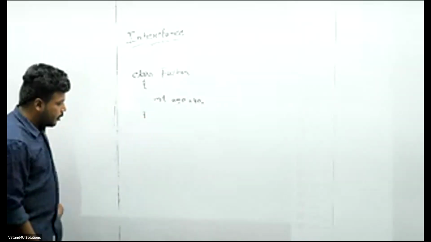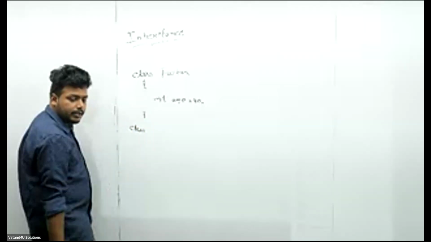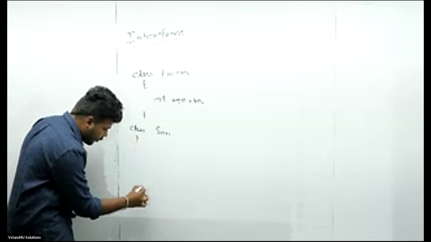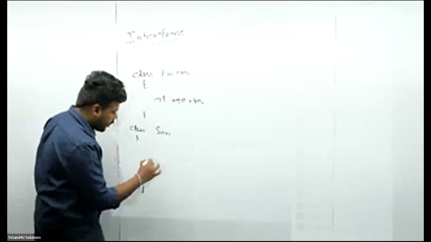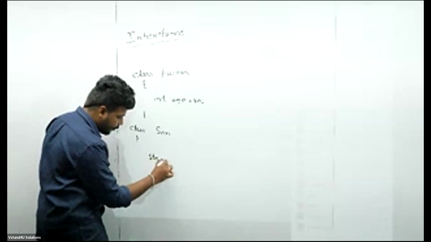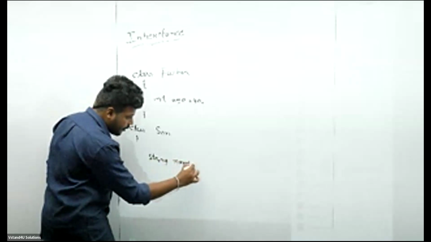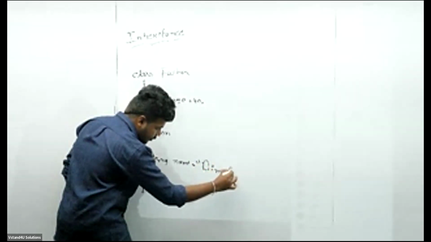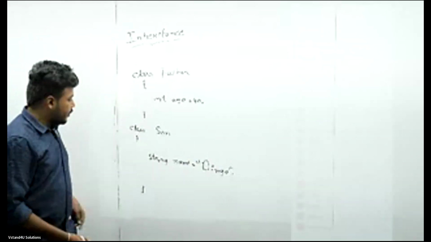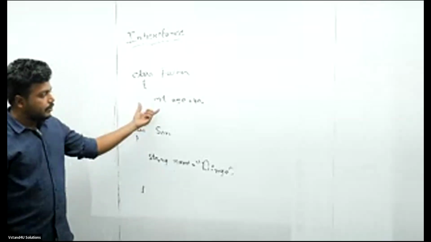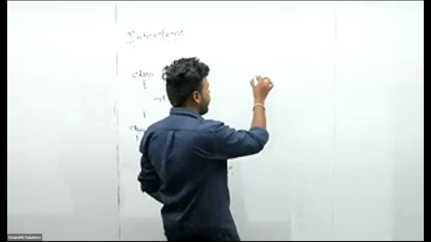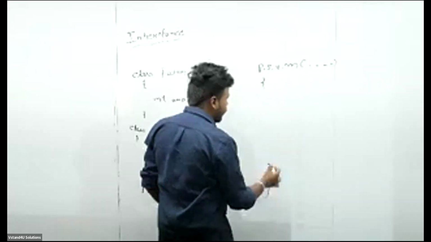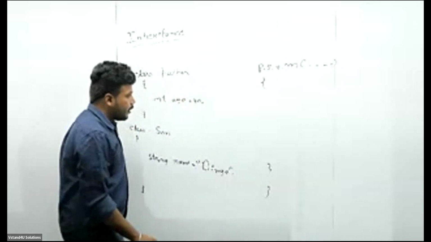Now I'm taking another class, Son. Here I'm declaring another variable, a String name equals ding. Sir, if it is a non-static property, what is mandatory? Object creation is mandatory. I will create it afterwards.